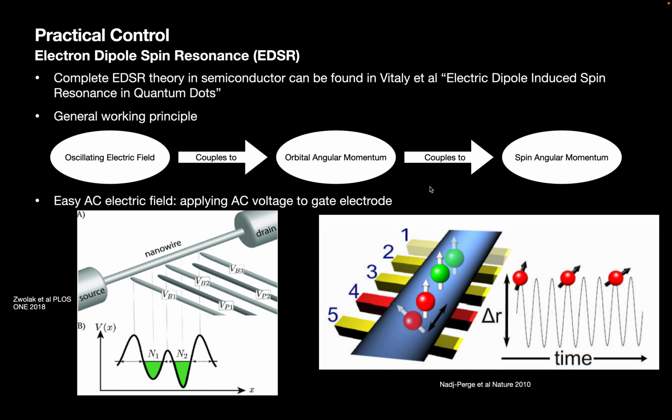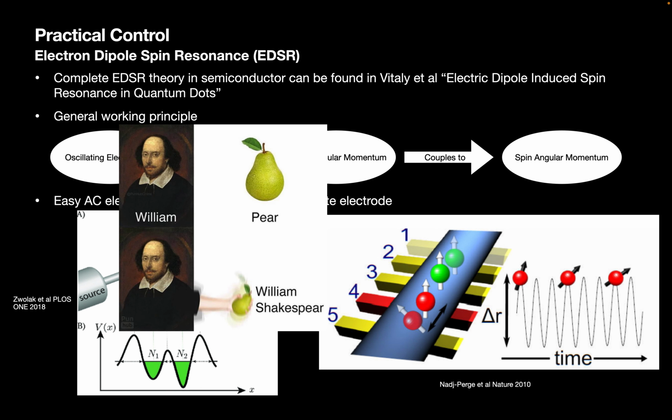And to help you even better understand what's going on, you can think of this meme, which I really like to think about. You know, you have William Shakespeare. What William is doing with the pear is exactly the same as what gate 4 is doing to this red electron. You are shaking it so fast that it's experiencing an X rotation.